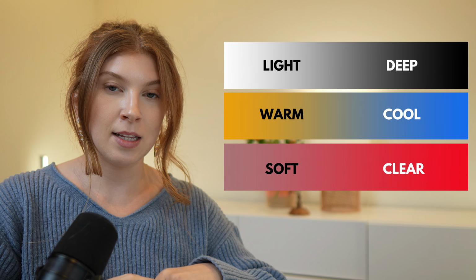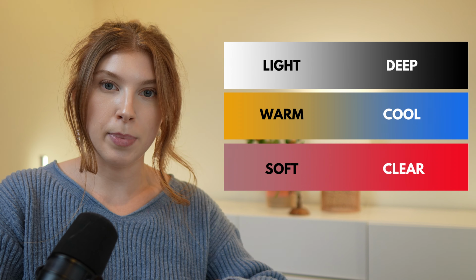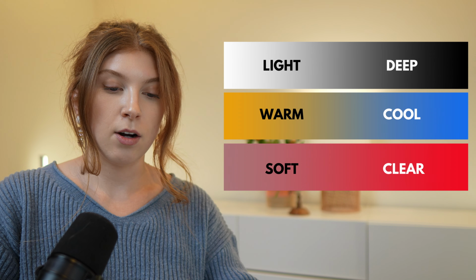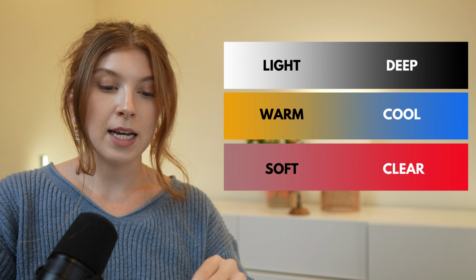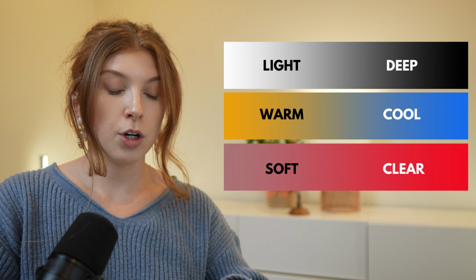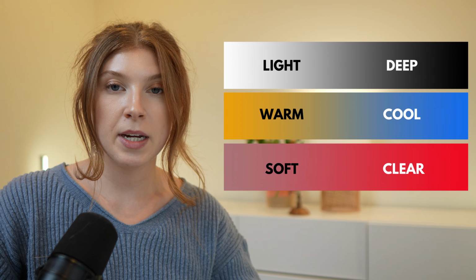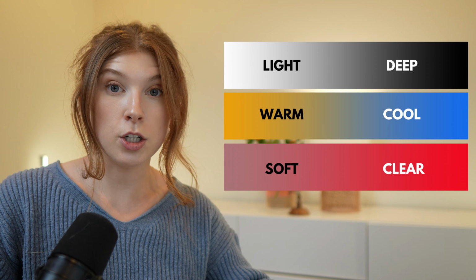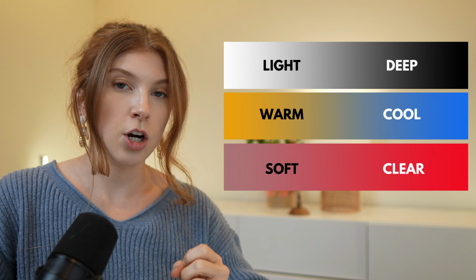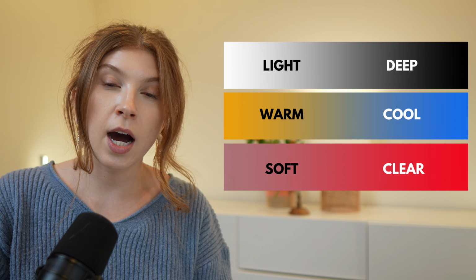So I like to bring it back to the 6 dominant characteristics. In the 6 dominant characteristics, there's 6 buckets in 3 different categories. The first one is light to deep, the second one is warm to cool, and the third one is soft to clear. Now you've probably been hearing a lot about contrast, and that's where that kicks in. Are you low contrast? Are you medium contrast? Or are you high contrast?